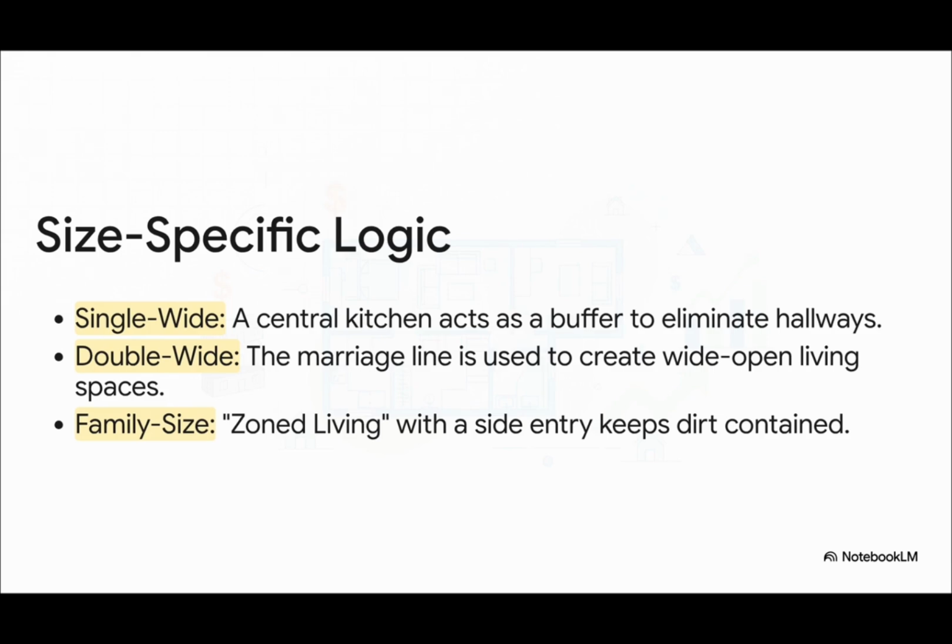For double-wides, it's all about that marriage line. That's where the two halves connect. The best plans use this line to create these huge, wide-open living areas. And for family-sized homes, zoned living is absolutely key, ideally with a side entry that leads into a mudroom to keep all that dirt and chaos contained.